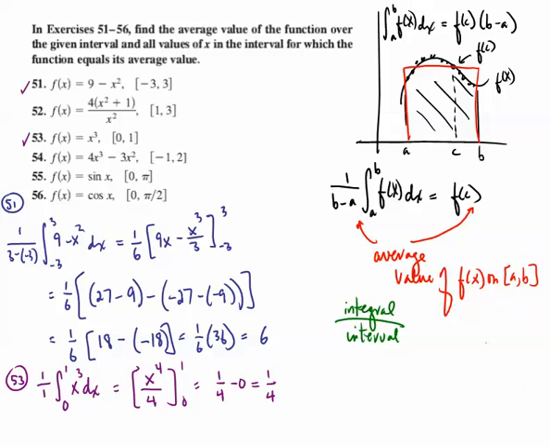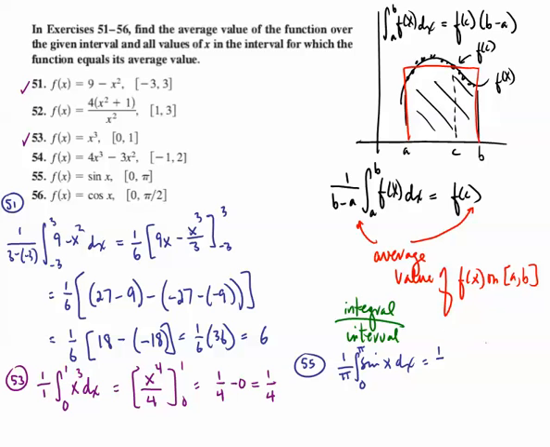Alright, let's try to get the final one here. Sine of x, number 55. I can squeeze it into this area down here. We have the integral of sine of x dx, and that's from 0 to pi. And the width of the interval is 1 over pi minus 0, which is 1 over pi.